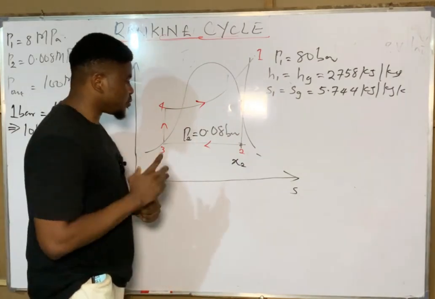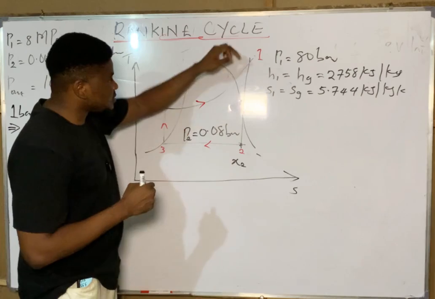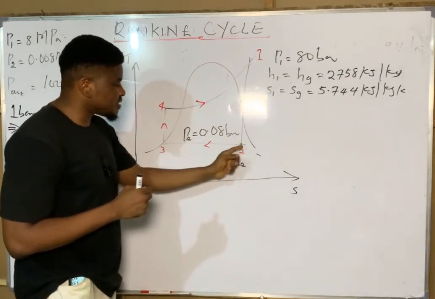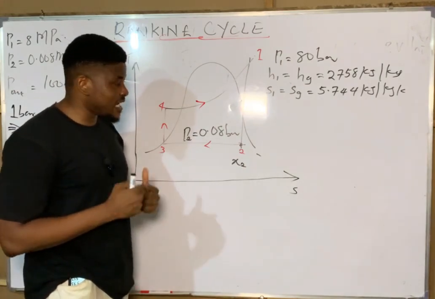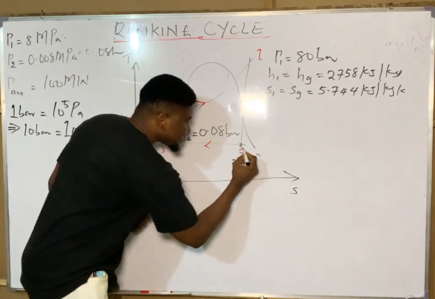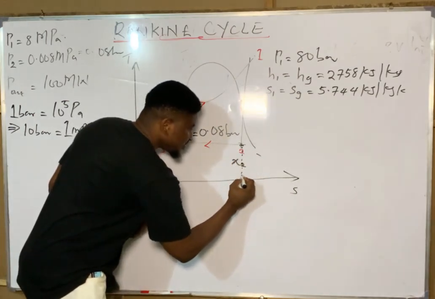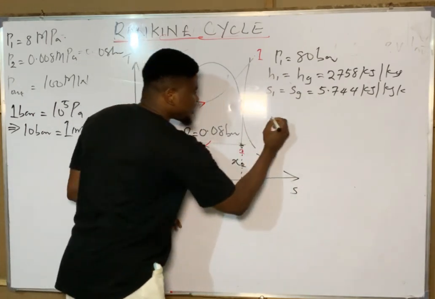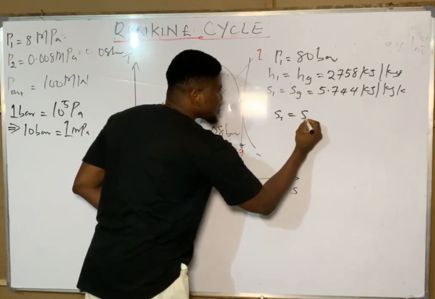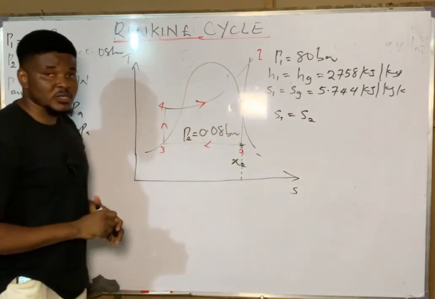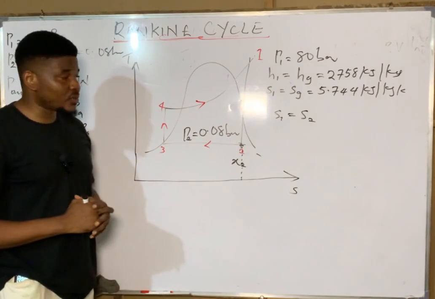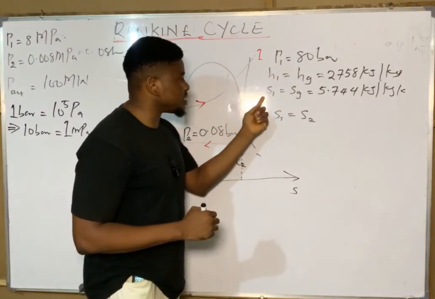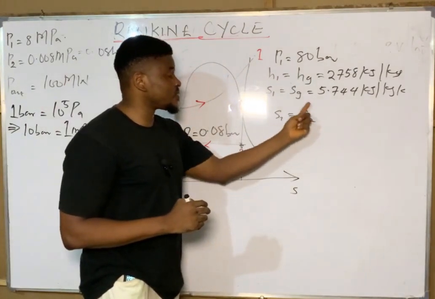Now, to do this, we first understand that state 1 and state 2 is isentropic, which means it is a constant entropy process. How do you prove this? If I draw a line simply from this point down, you see that state 1 and state 2 are touching the entropy line. This simply implies that S1 is equal to S2. The entropy at state 1 equals the entropy at state 2. We already know the value of S1, so we need to find S2, the entropy at state 2.